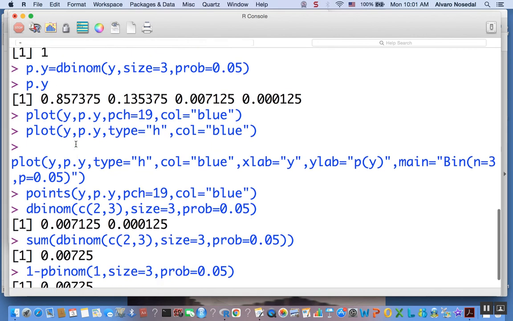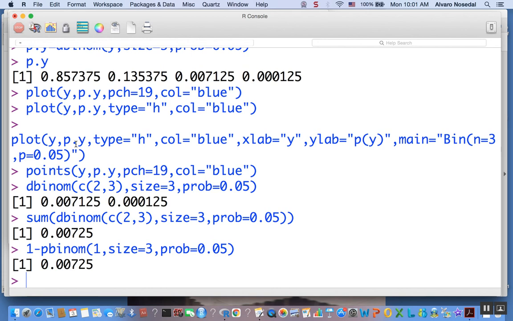And then we also found a few probabilities we were interested in, right? We did it in two different ways, using the dbinom function, which again is just going to help us evaluate the probability mass function of a binomial, and also using the pbinom function, which is going to help us evaluate the CDF of a binomial distribution.